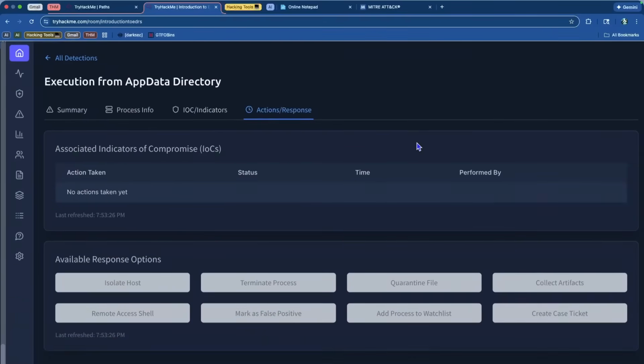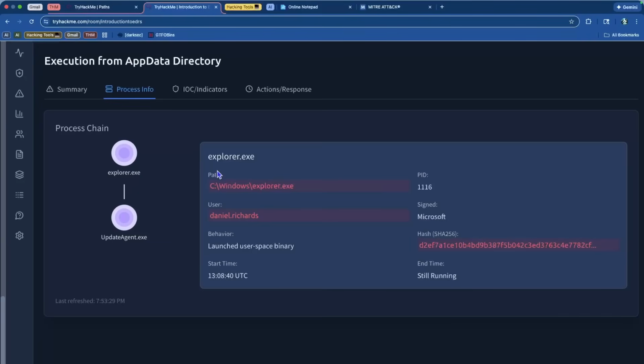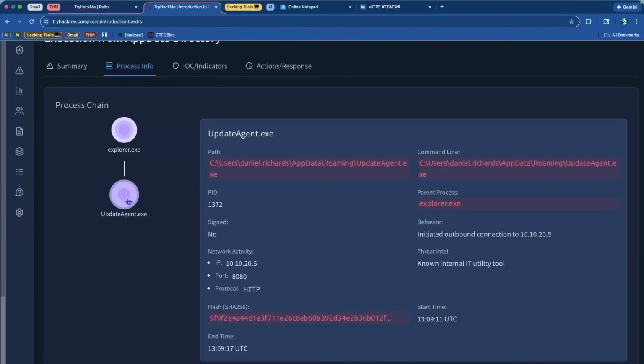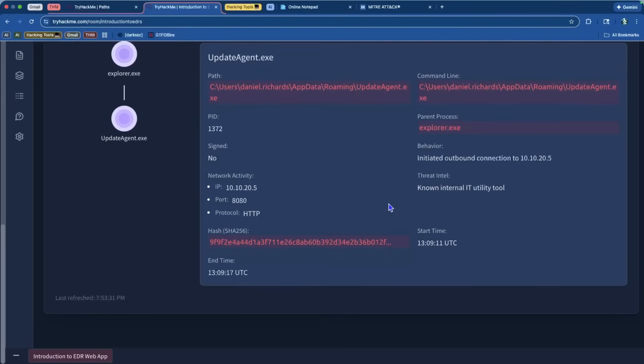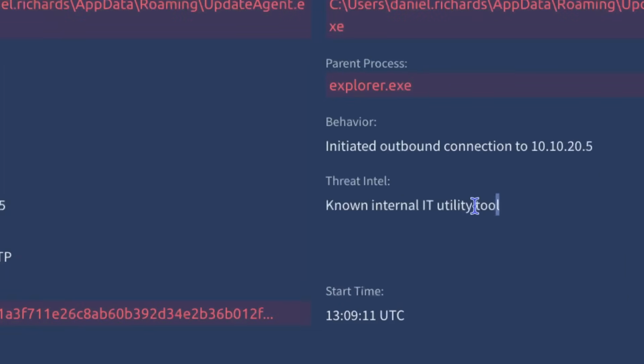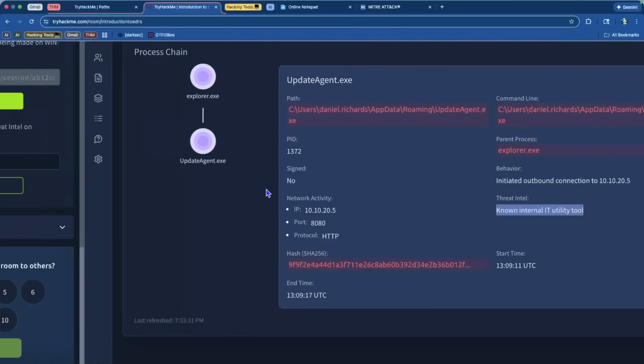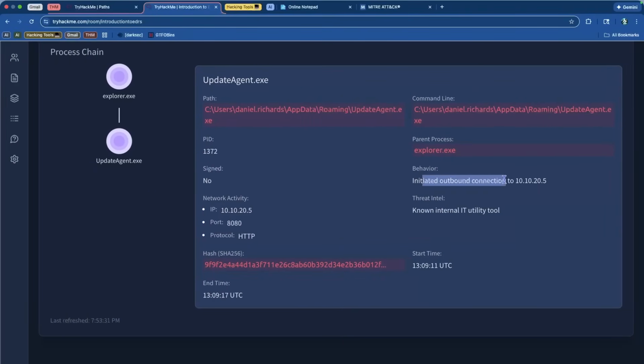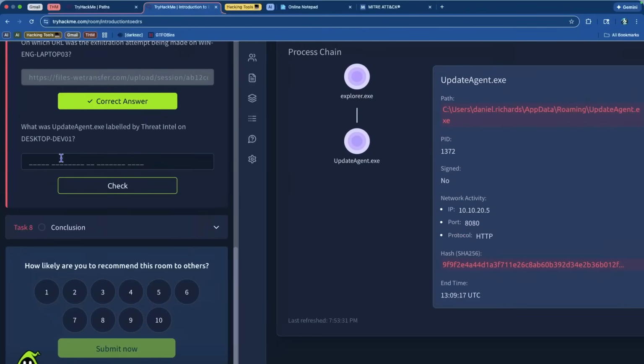Actions and response right here, nothing like that. Process info. Update agent. Do we have threat intelligence? There we go. Okay, so known internal IT utility tool is the threat intel label. And it also has a behavior, initiated outbound connection. This is really cool.